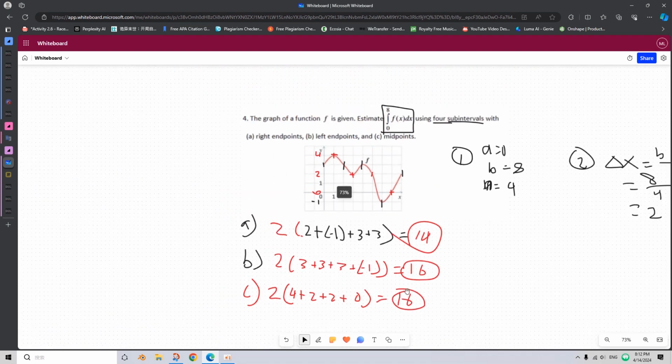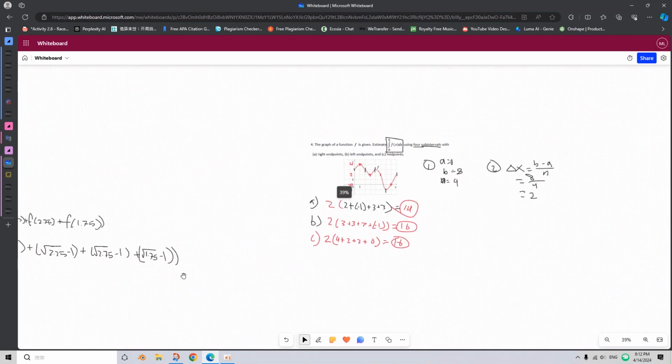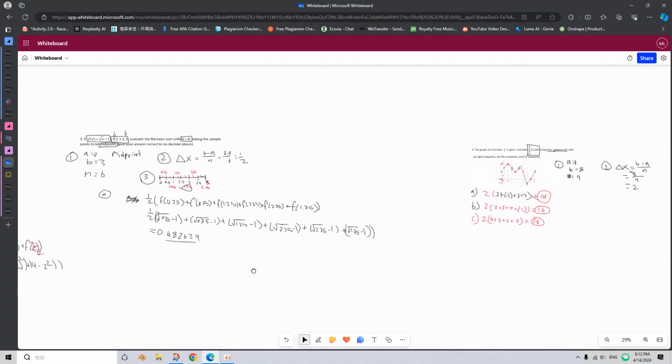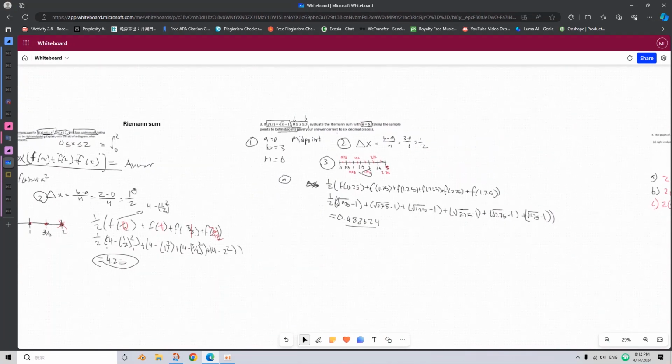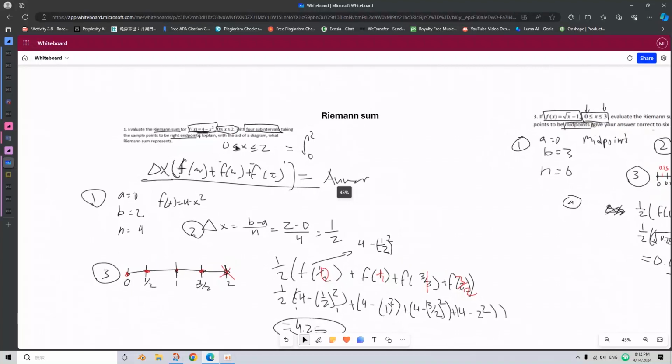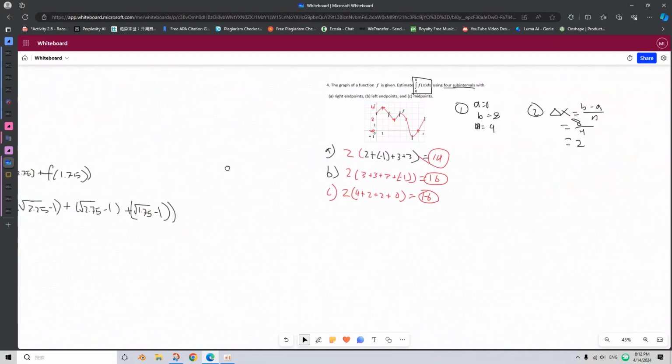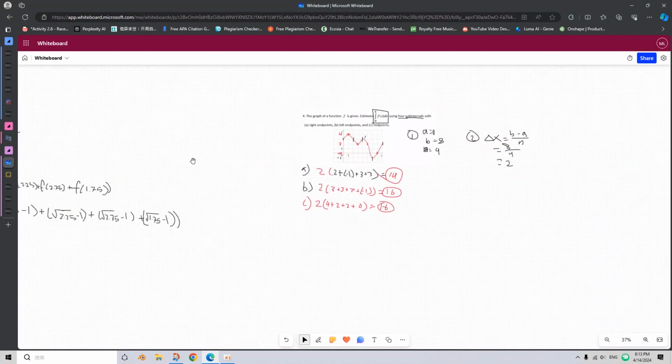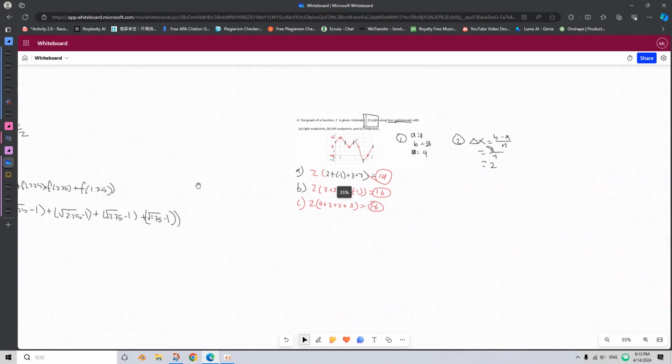And that's all the types of questions that you will be facing. If you could, I suggest you do the whole thing again by yourself. Do the exact same questions here by yourself. Once you can do them all without looking at the solution, I think you've mastered this, the Riemann Sum.